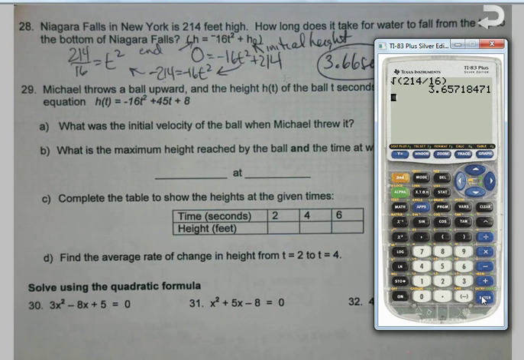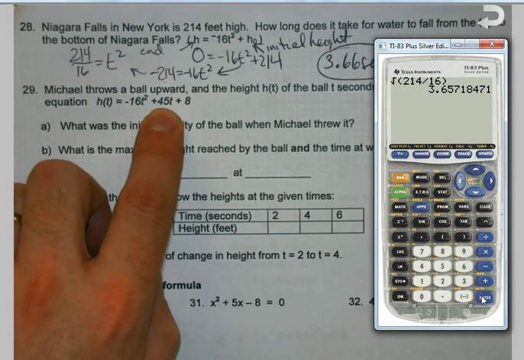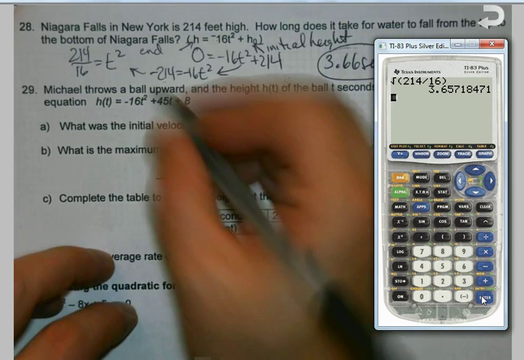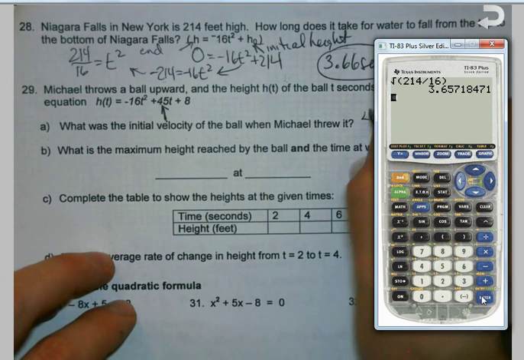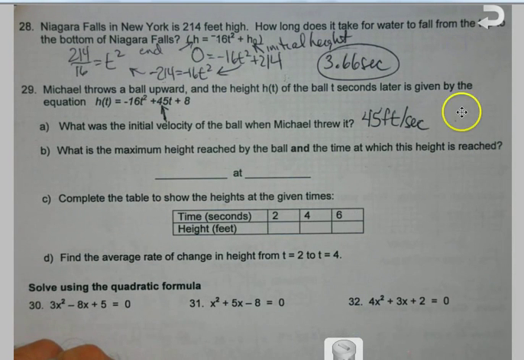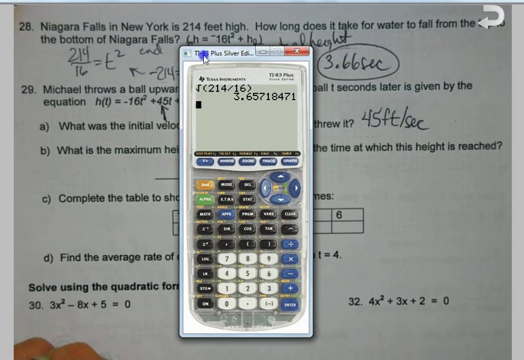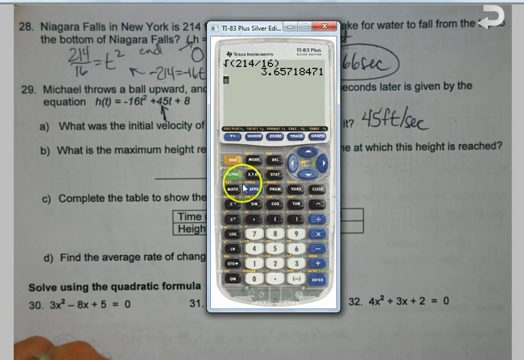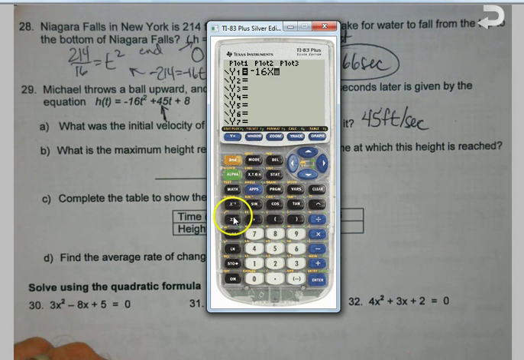Staying in that type of idea, though, Michael throws the ball upward, so notice I now have an initial velocity. Speaking of that, initial velocity is going to be 45. It's that value in front of my t. So, what's the maximum height reached by the ball and the time that it's reached? Again, it's options, but we're so reliant on the calculator here, that's probably going to be my best route to go. And again, I'm just going to use x instead of using t here.